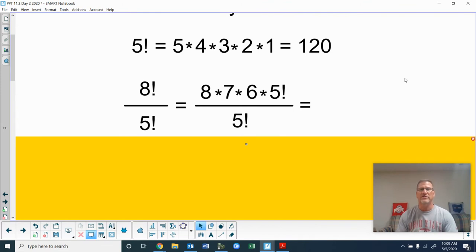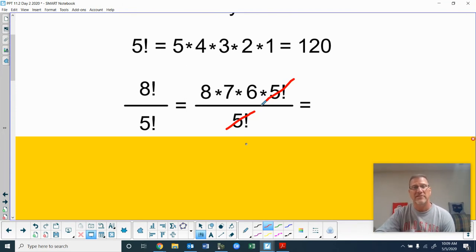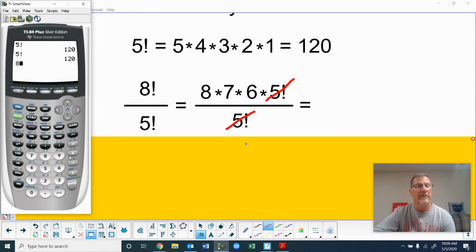Just another way to use it. 8 factorial means 8 times 7 times 6 times 5 all the way down to 1, divided by 5 factorial. Since I have a 5 factorial, I stopped there instead of going 4, 3, 2, and 1. Since these two are the same, I can just cancel those. So all I have to do is 8 times 7 times 6, which is 42 times 8, which is 300 and something. 8 times 7 times 6 is 336.